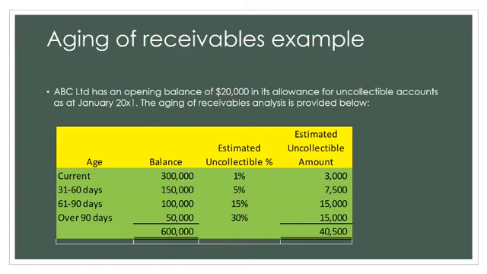For 31 to 60 days due, we have $150,000, and a 5% uncollectible part. If the accounts receivable has stayed for 61 to 90 days, the balance is $100,000, with a 15% uncollectible portion. And if the receivables exceeded 90 days, for that $50,000, we can only collect 30%. So you just have to multiply each balance against its percentage, and you get a total of $40,500 uncollectible amount.